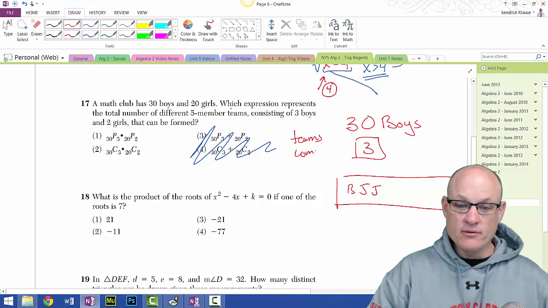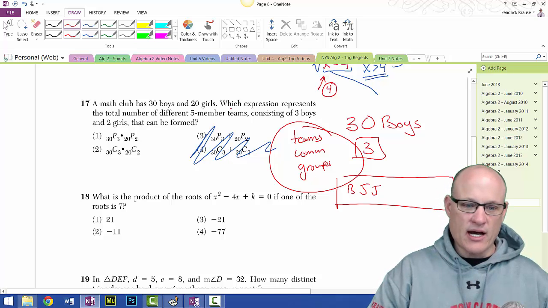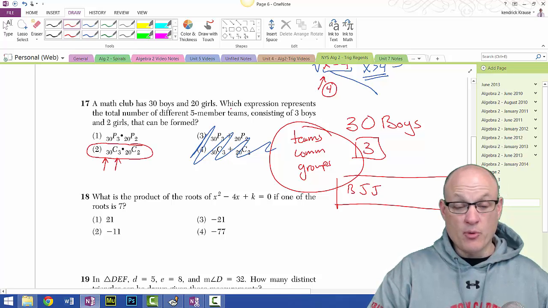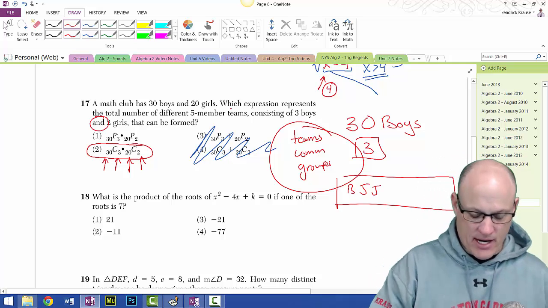committees, or groups. If order doesn't matter, and you're picking a team or a committee or a group, that's always combinations. Combinations don't care about order. 30 choose 3 boys. 20 choose 2 girls. And because it said "and," you're pulling that committee together, you have to multiply them, not add them together.